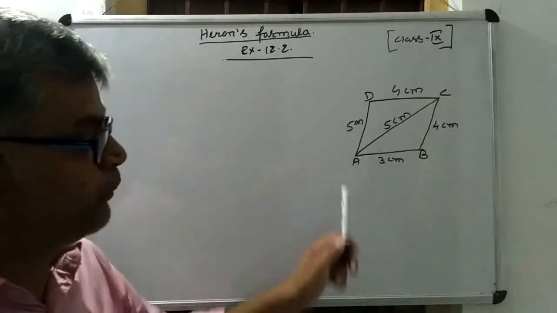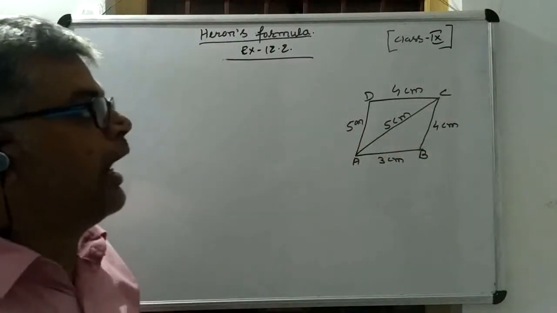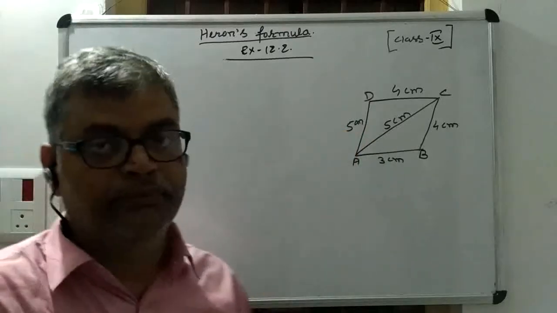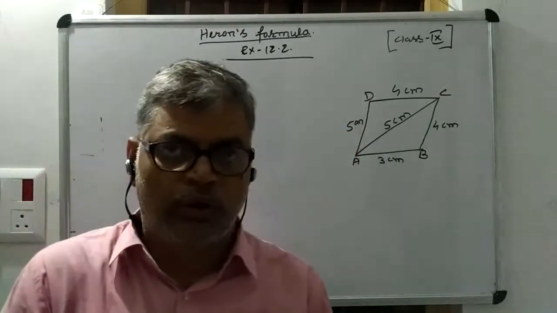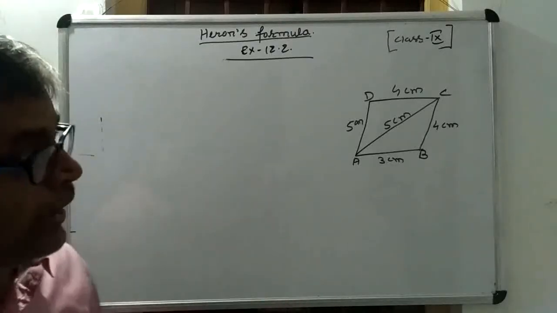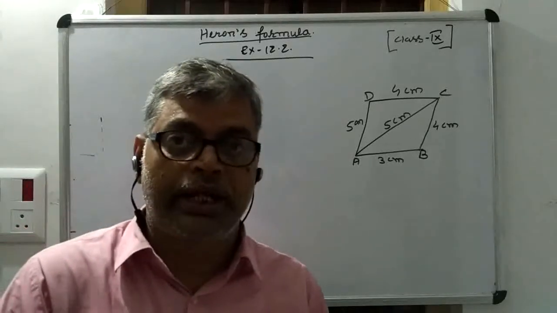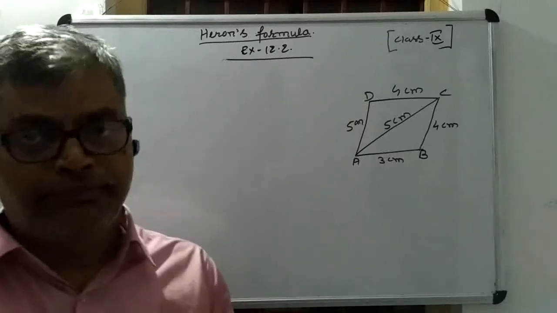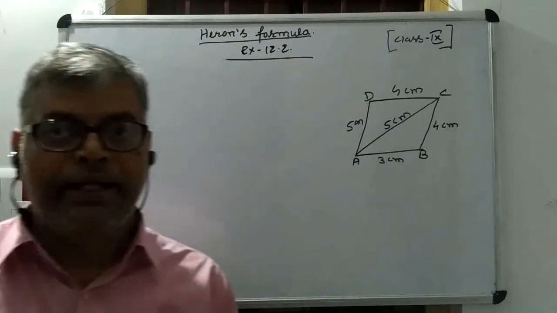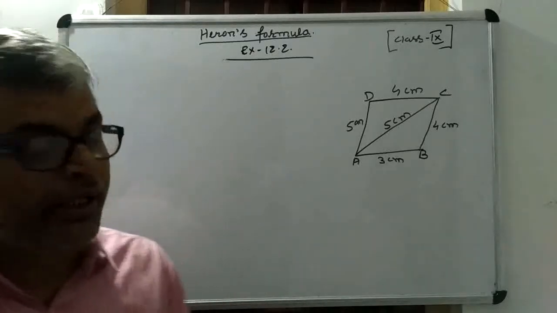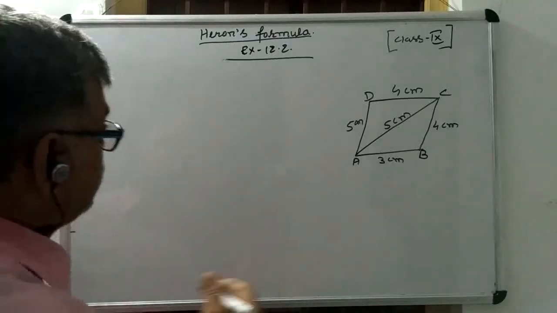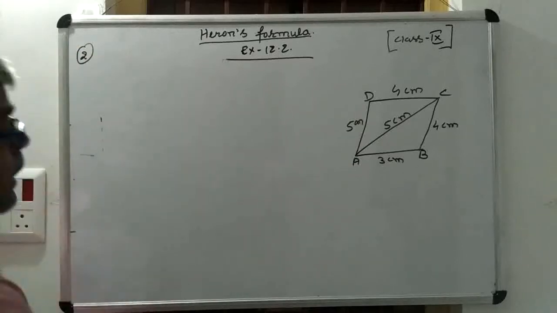Now you can see from the figure that this quadrilateral has been divided into two triangles. One triangle is ABC and the other triangle is ADC, and all three sides of the triangles are known. So you apply Heron's formula in both triangles separately and find their areas, and in the last you add them up, you will get the area of the whole quadrilateral ABCD.